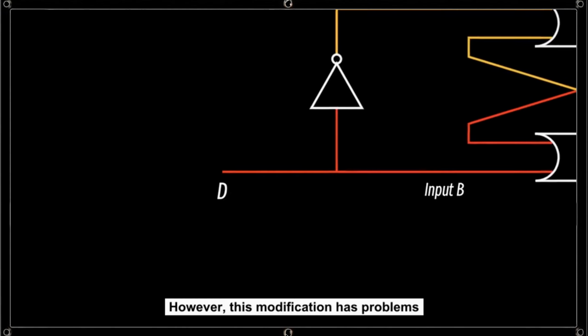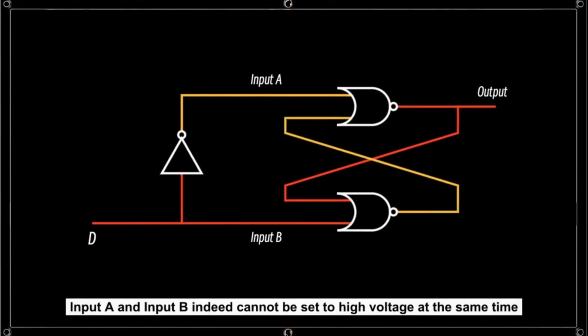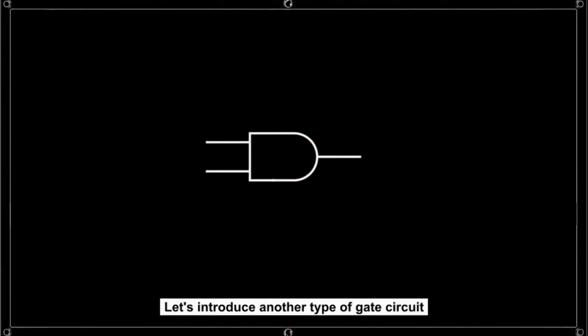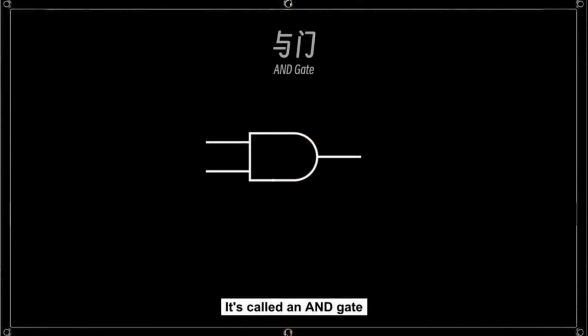However, this modification has problems. Input A and input B indeed cannot be set to high voltage at the same time. But they can also never be set to low voltage at the same time. In other words, this circuit can never enter a latch state. This definitely won't work. So what should we do? Let's introduce another type of gate circuit. It's called an AND gate.